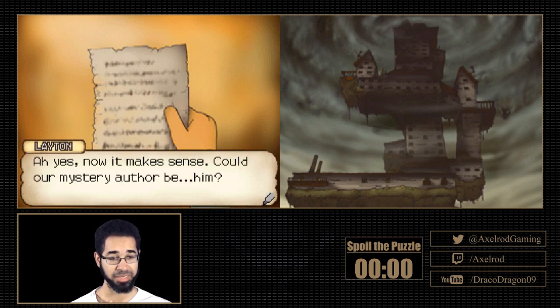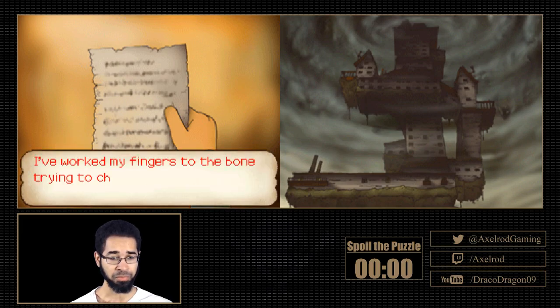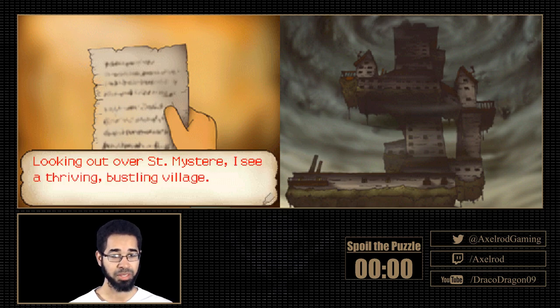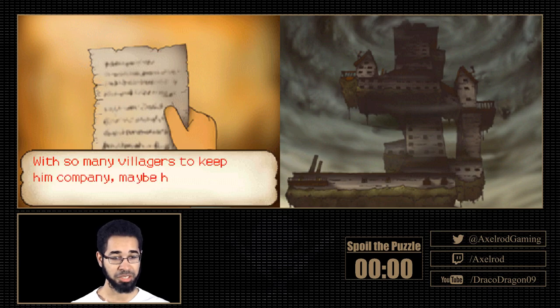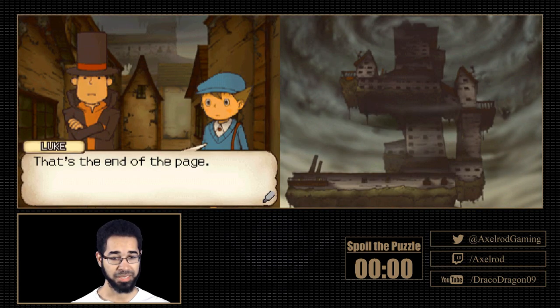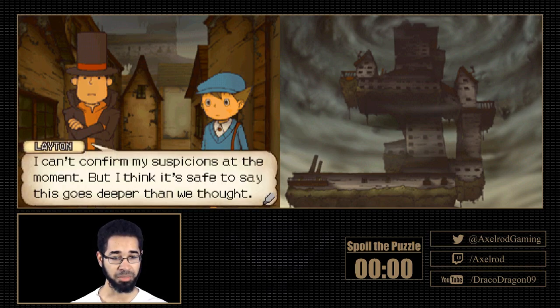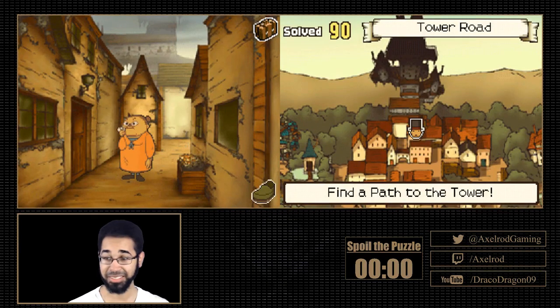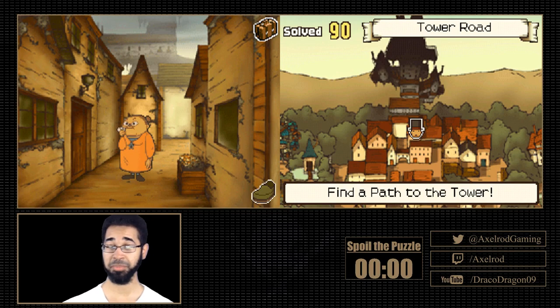Ah yes, now it makes sense. Could our mystery author be him? I've worked my fingers to the bone trying to cheer up the boss. Looking out over St. Mystery, I see a thriving, bustling village. With so many villagers to keep him company, maybe he can finally be happy again. That's the end of the page. Professor, what's the matter? You look deep in thought. I can't confirm my suspicions at the moment, but I think it's safe to say this goes deeper than we thought. Alright, is it robots instead of zombies?